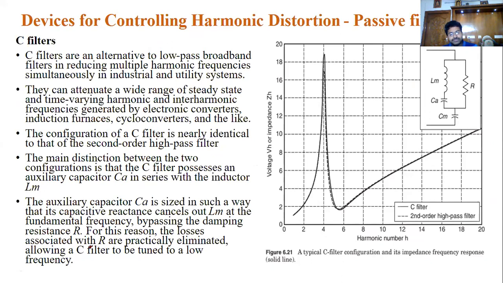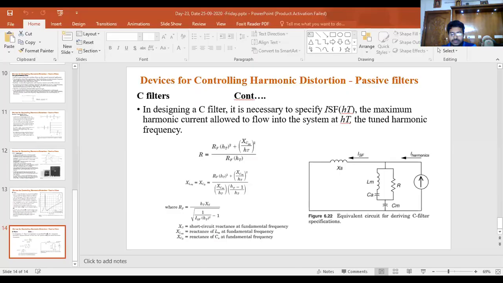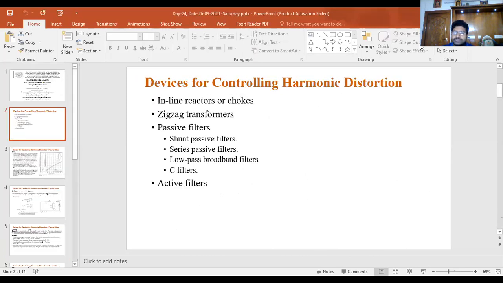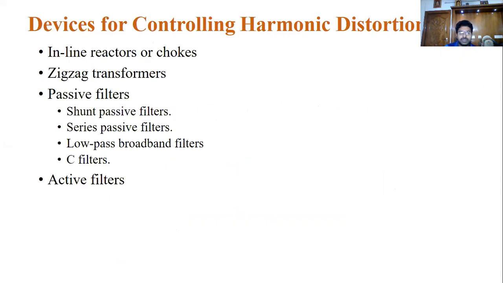Now we can go for the C filters. Just a minute. So you can now see this C type of filter. Okay, so what is this C type of filter? You see this C type filter. This C type filter is also a passive filter. So nothing but it is designed with RLCs only.